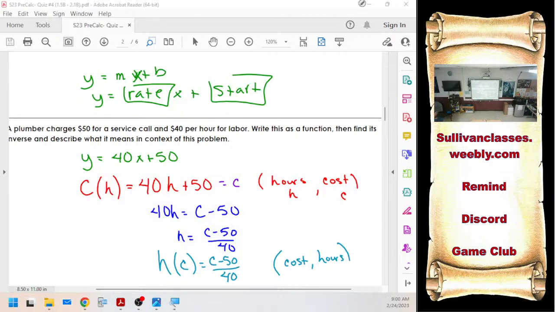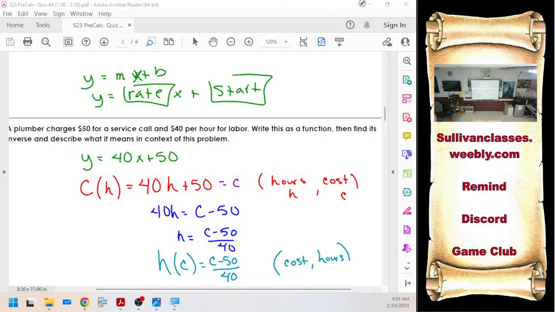If you just have plain old y and x, go ahead and swap them. You just label what they mean. But if you have a formula where the variable stands for something very specific like this, don't swap the variables, because you'll end up swapping the meaning. I would have had a function that said C of H again, but now H would have meant cost and C would have meant hours, and that just makes us go cross-eyed. Okay.